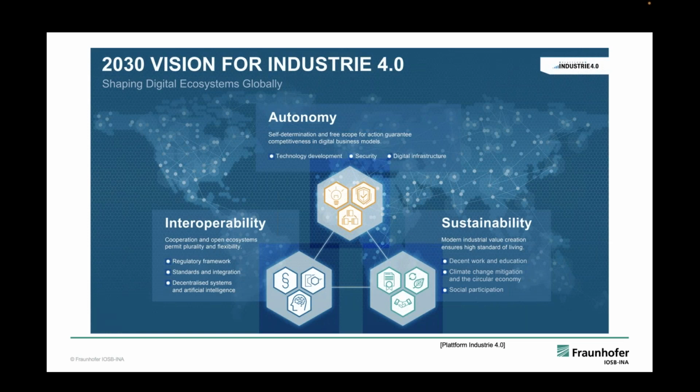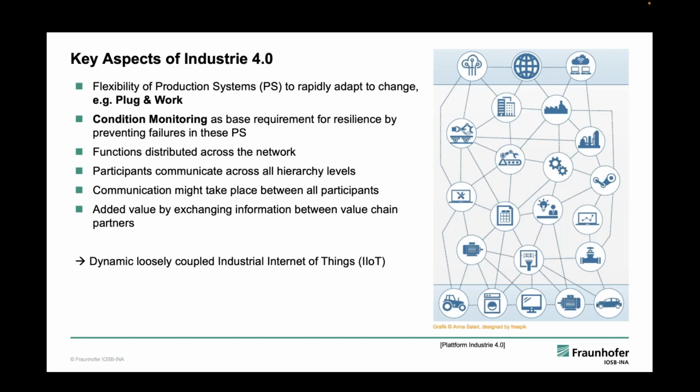And if we think about Industry 4.0, it's all about the 2030 vision that we see here on this slide, where we want to gain autonomy, work on sustainability, for instance for climate change mitigation and the circular economy. And it's also a focus for today, especially interoperability, where we think that standards and integrating decentralized systems is of utmost importance. So key aspects of Industry 4.0 for us are to increase the flexibility of production systems to rapidly adapt to change, for instance in scenarios like plug and work, what that is, we will see in a minute.